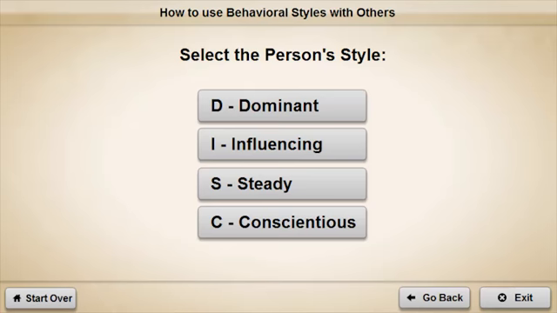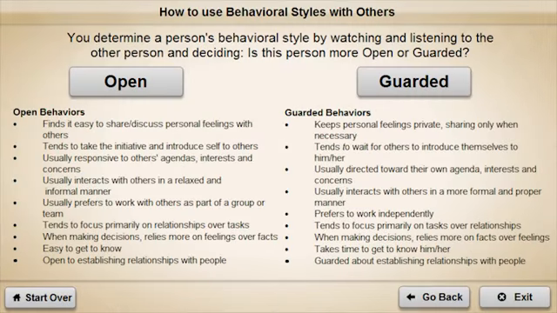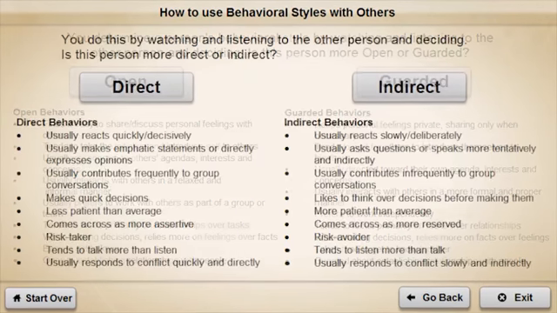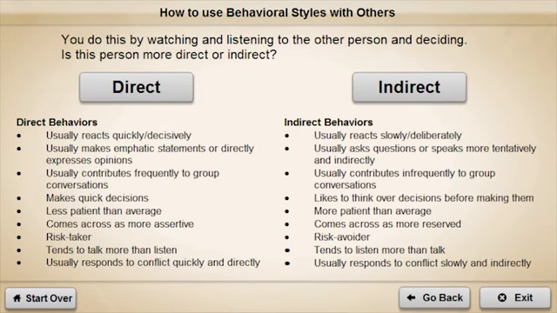Now, if you choose no, that you don't know the person's DISC style, you're then asked to make 2 either-or decisions based on a series of observable behaviors. First, you're asked if the person is more open or guarded, and then you're asked if the person is more direct or indirect. Once you make both of these either-or decisions, you're presented with 4 major adaptability categories.